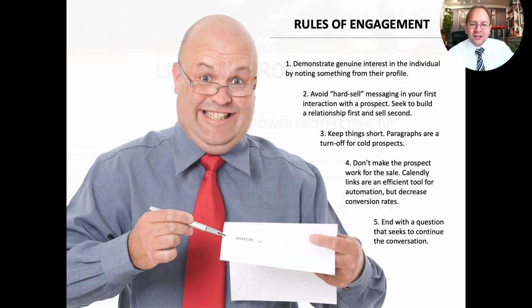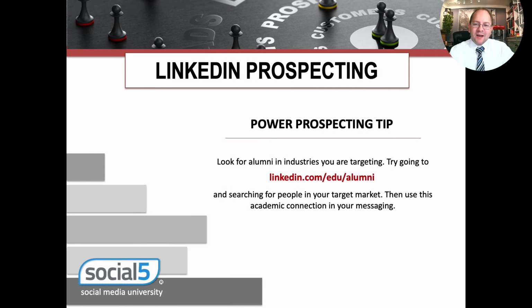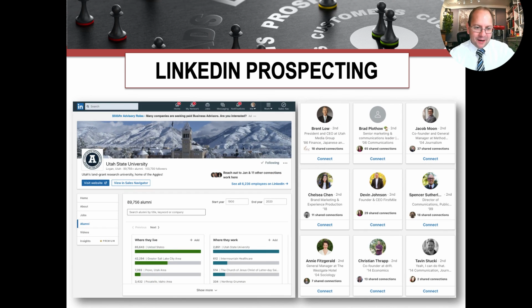All right, so let's show you a few power prospecting tips before we wrap things up. I mentioned searching for alumni, which gives you an automatic common ground with those individuals. That can be found through linkedin.com/edu/alumni, and take a look at what happens. It pulls up a page with your university, and you can search for those 89,000 alumni for various things.